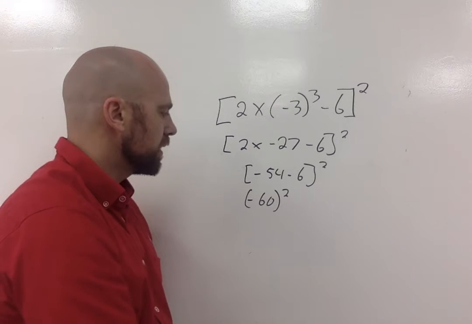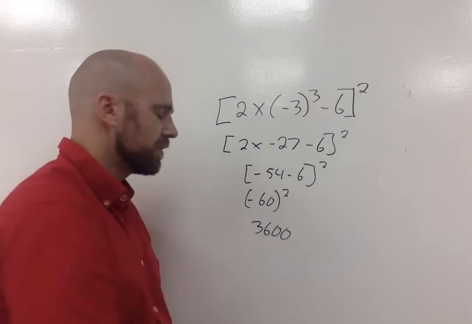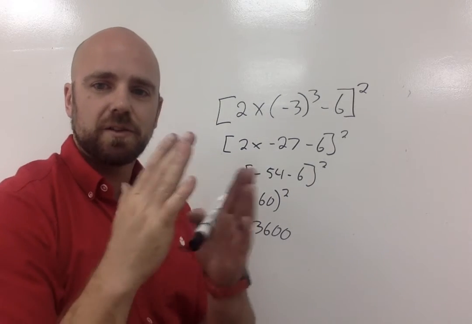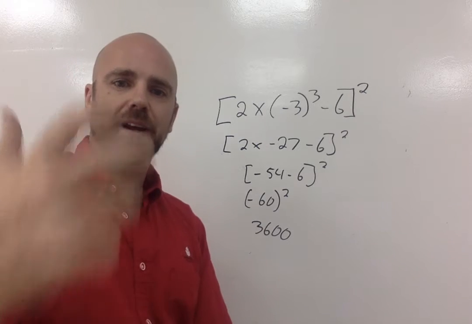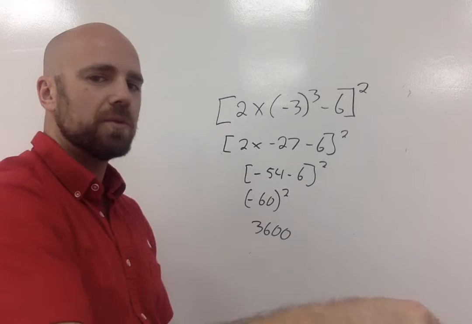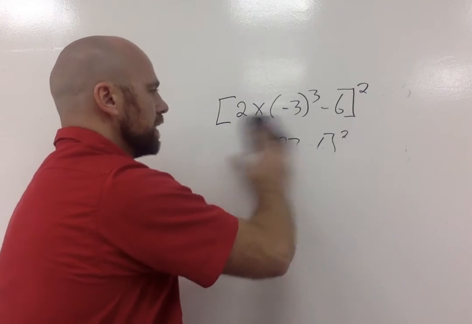When I square this, negative 60 times negative 60 gives me 3,600. So that's how I'm going to go through that operation: I still have to do everything inside the brackets before I get to anything outside of the brackets. That does seem a little bit more confusing. Okay, I'm going to give you the next one.